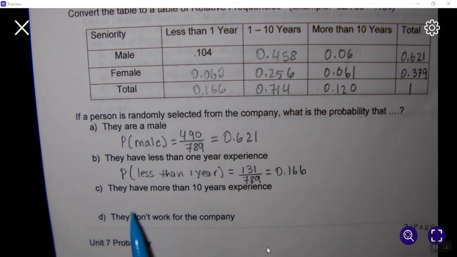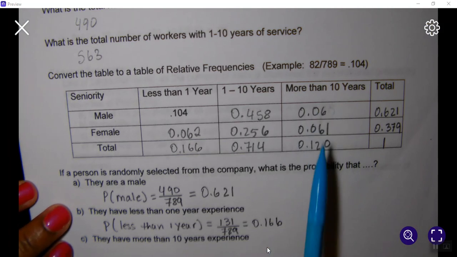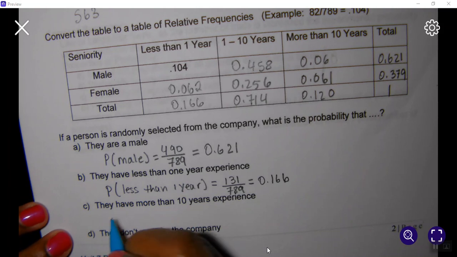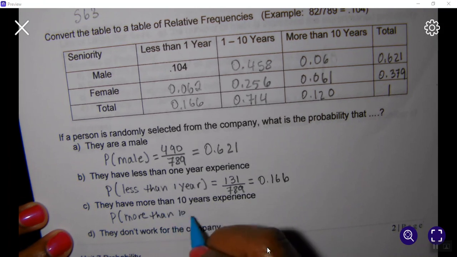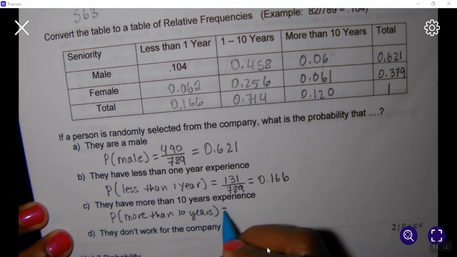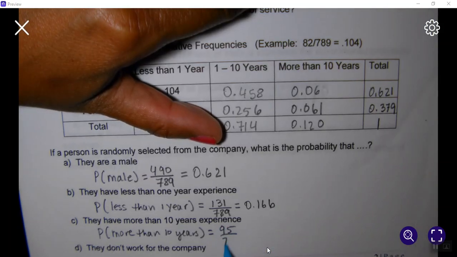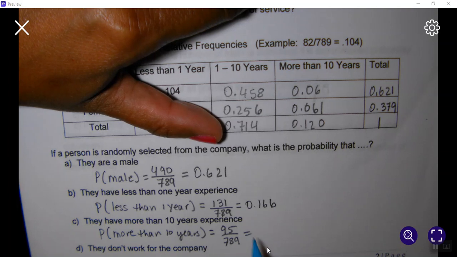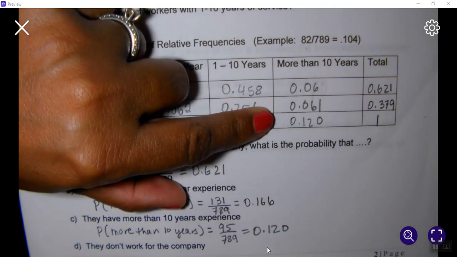What about they have more than 10-year experience? Okay, more than 10 year is this right here. So what is the probability of more than 10 years? Well, again, you can say more than 10 years, 95 over the total, or you can give it the decimal. Okay.